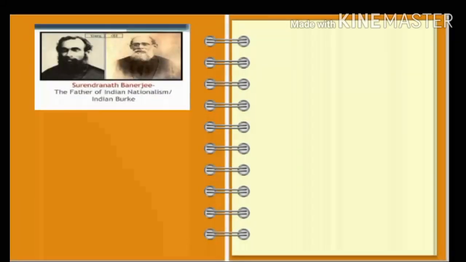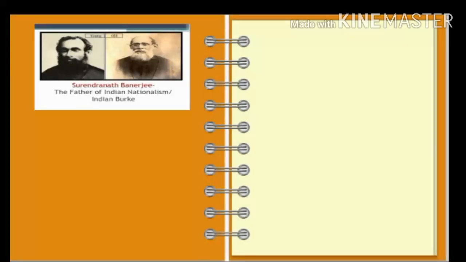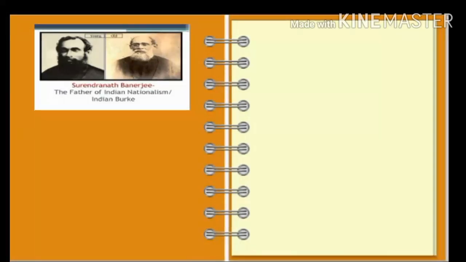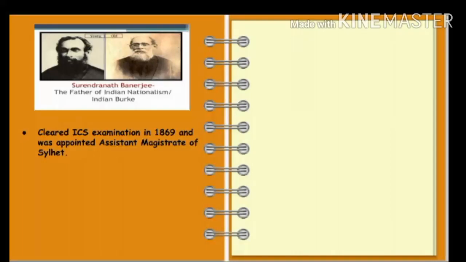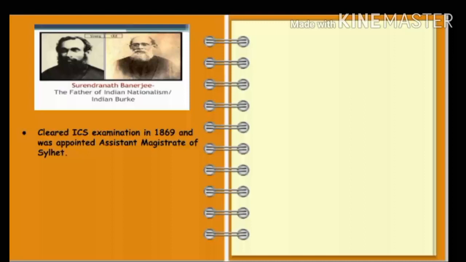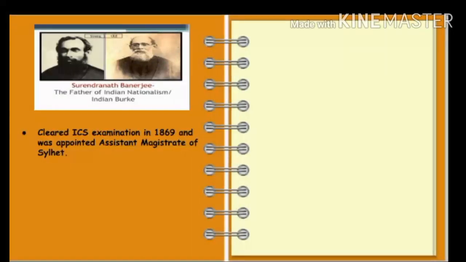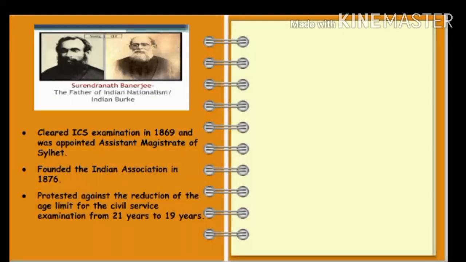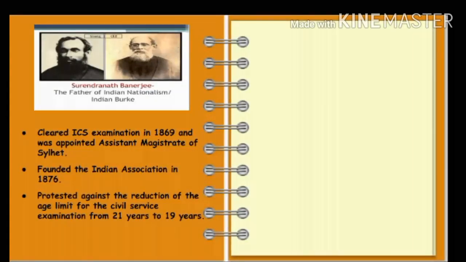Surendranath Banerjee, also known as the father of Indian nationalism or rightly called the Indian Burke. He was the first to clear the ICS examination in 1869 and was appointed as the assistant magistrate of Sylhet. He founded the Indian Association in 1876. He protested against the reduction of the age limit for the ICS examination from 21 years to 19 years.